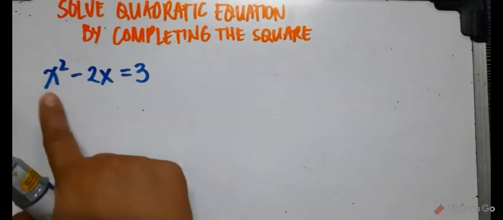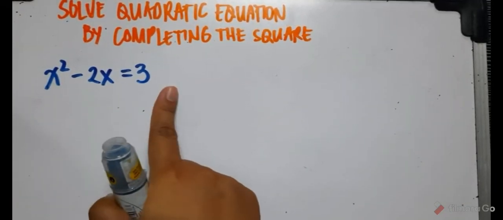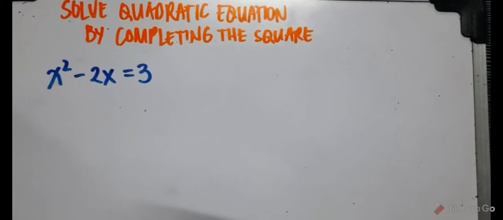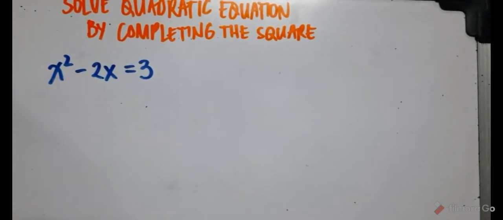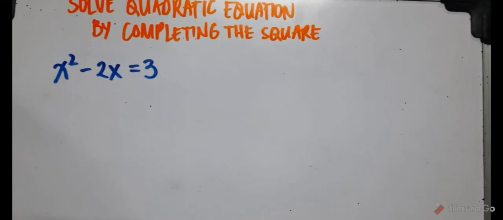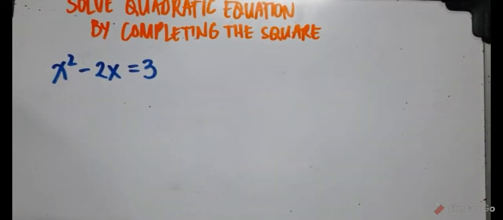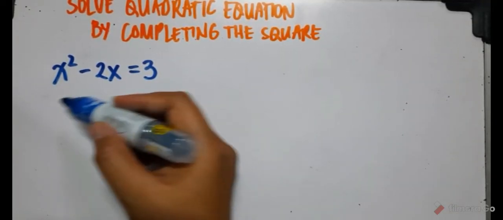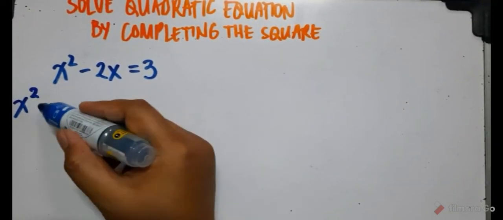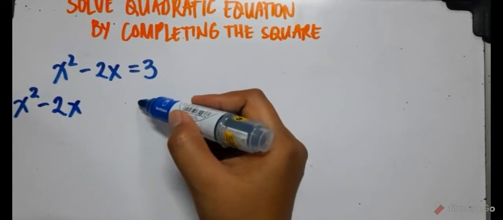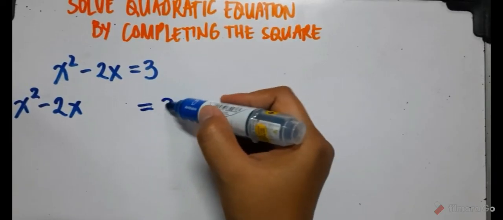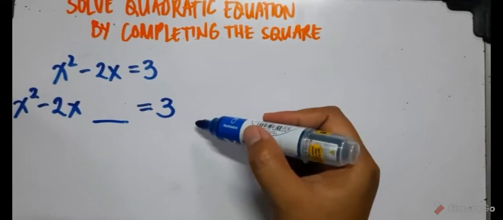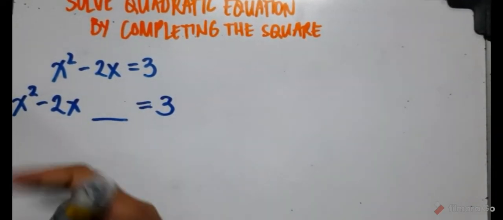Let's start solving x squared minus 2x is equal to 3. As you see, the left hand side of the equation has the variables and the constant is on the right side. So what we do is write the left hand side into a perfect square trinomial. Let's just have a space here. Let's rewrite x squared minus 2x is equal to 3, with a space to make it a perfect square trinomial.